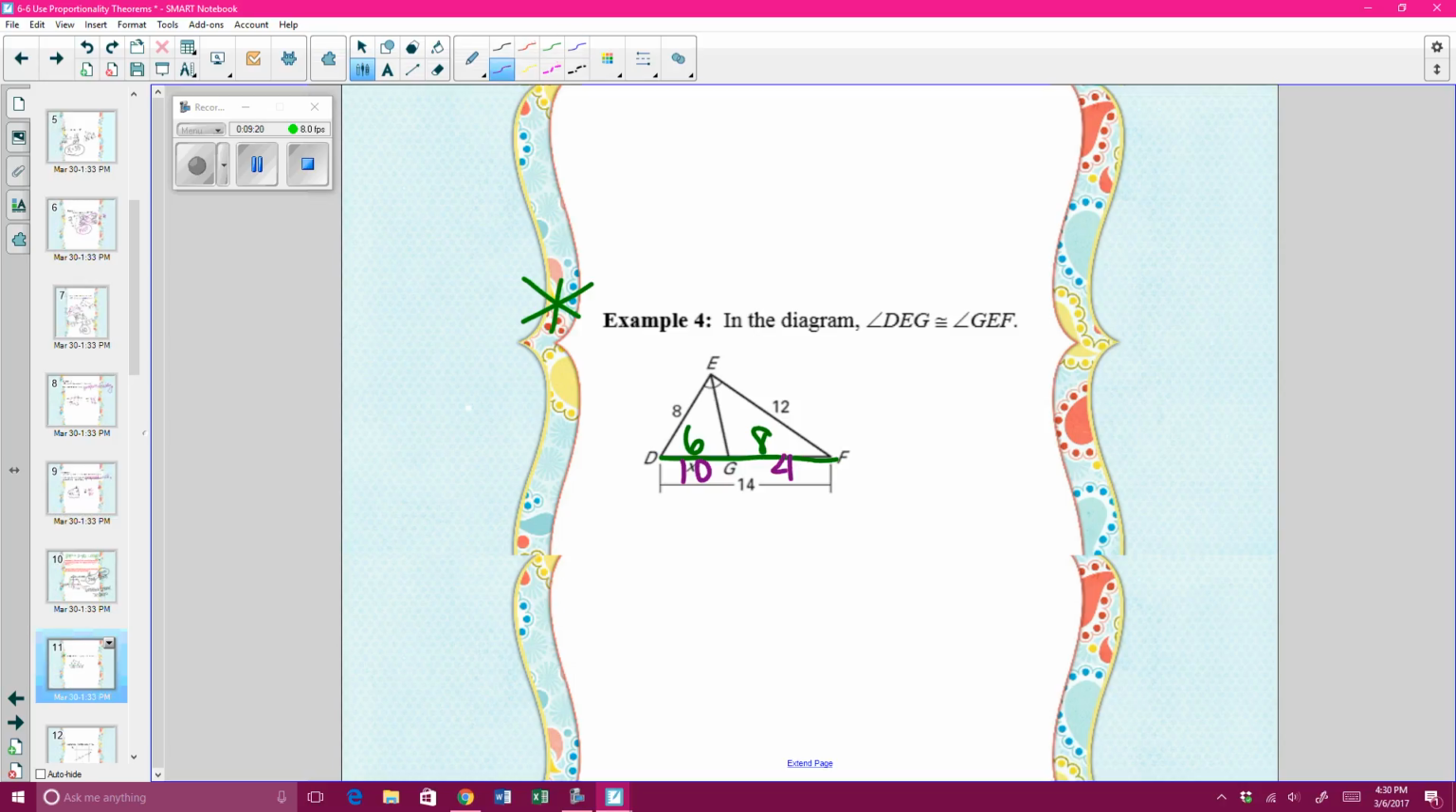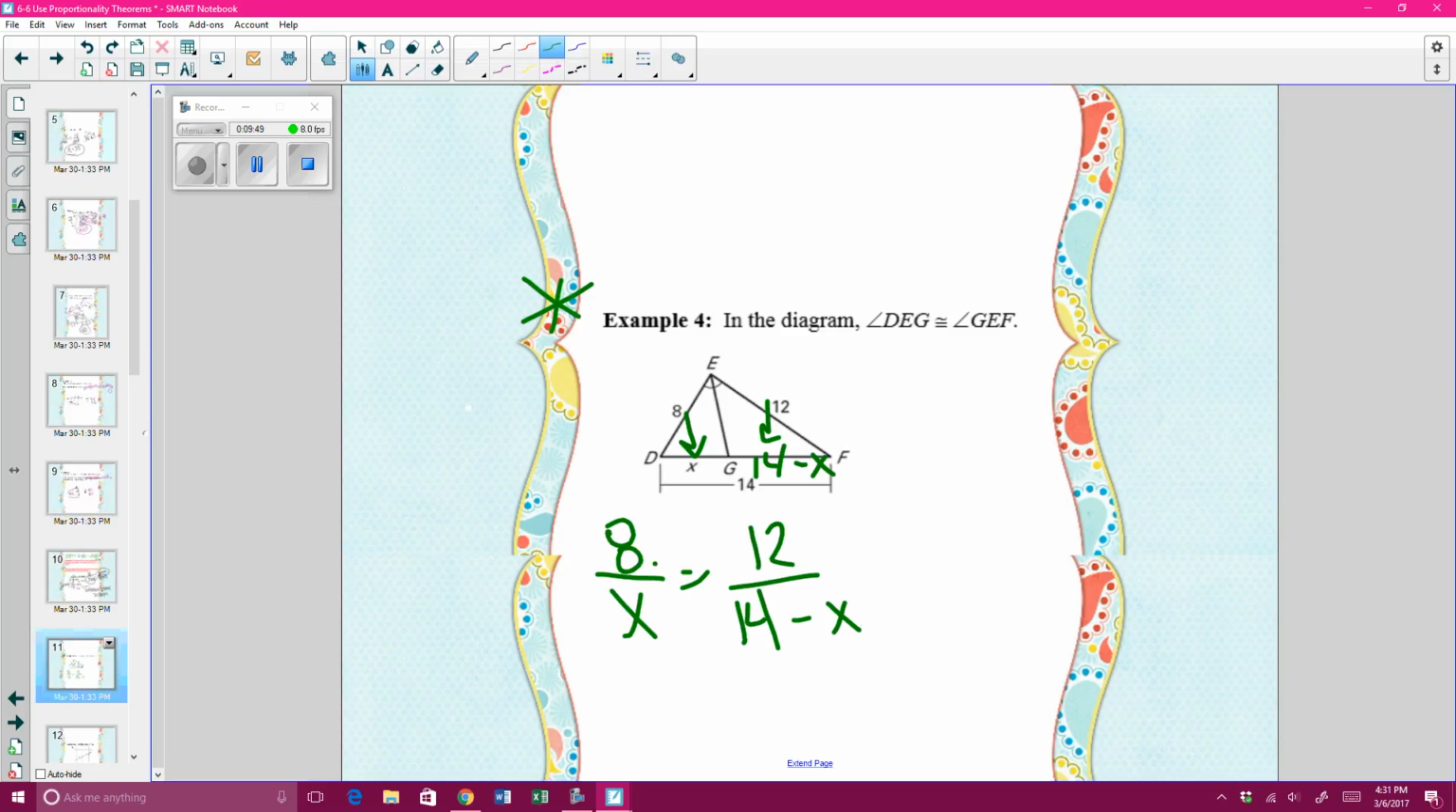And if I said that this is, let's say 7, you would say that this is 7 because it's what's remaining from 14. So if that side is X, the other side, GF, can just be replaced with what's left over from 14. And so now we have enough to set up the proportion. We're going to say 8 over X equals 12 over 14 minus X.